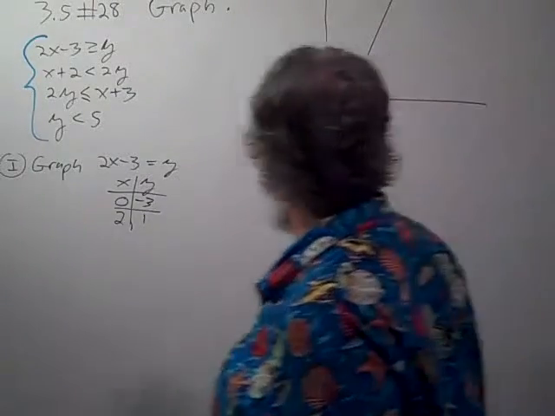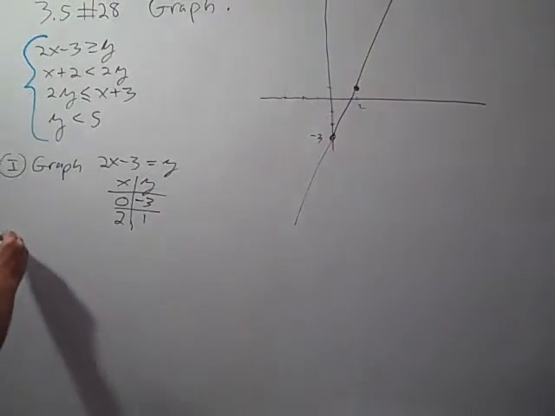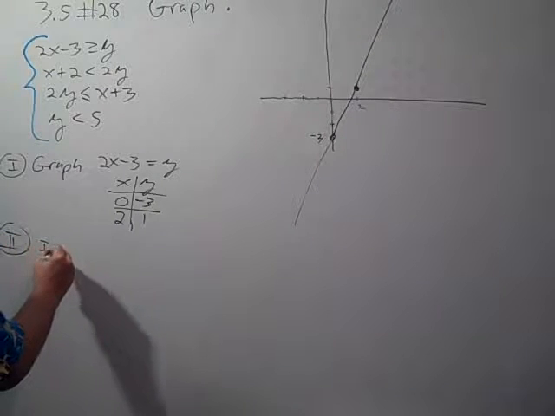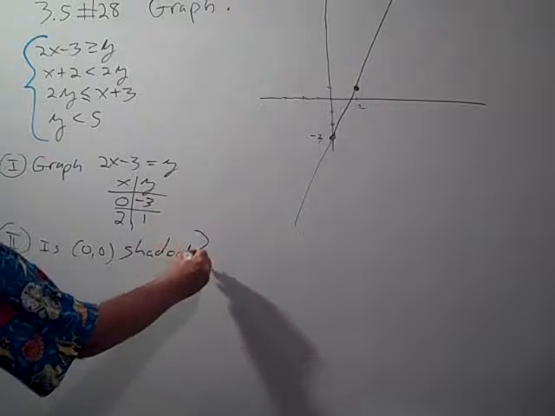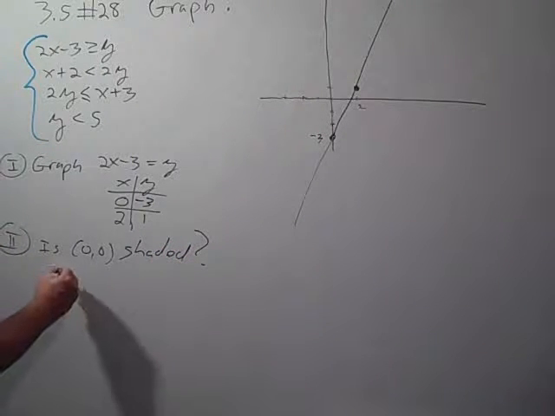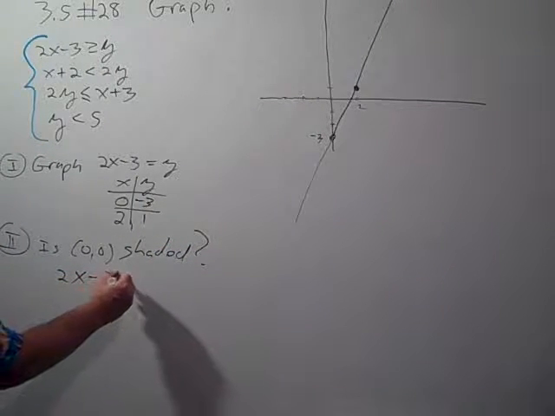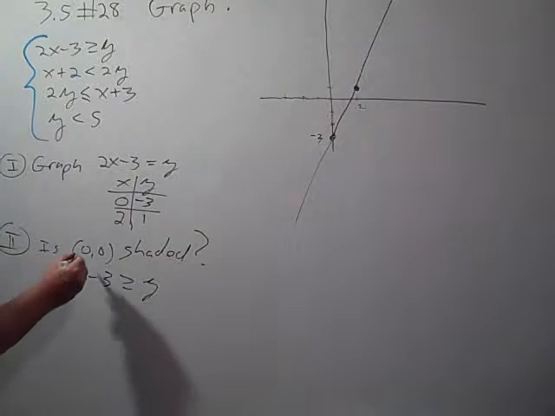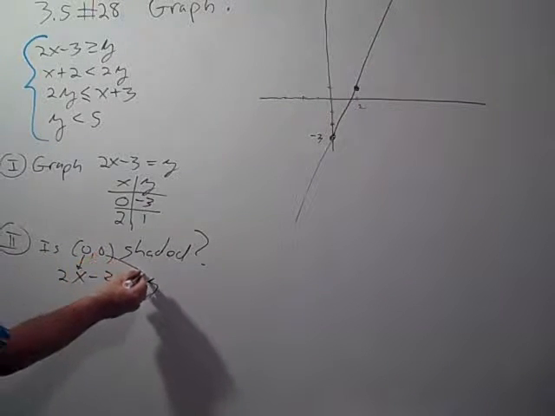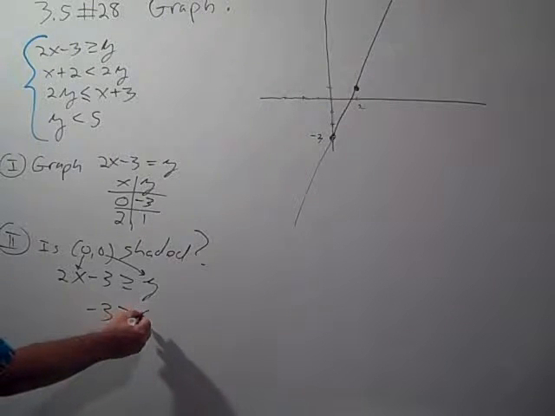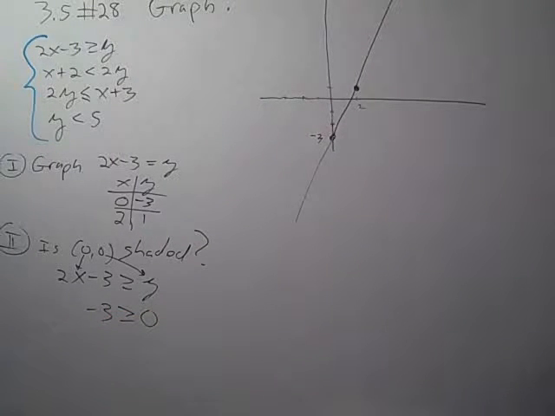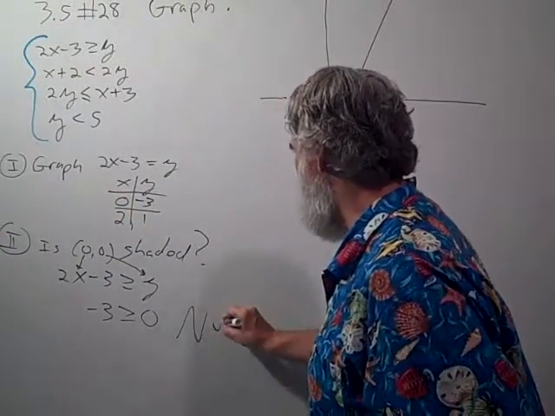We have to decide which side of that line we need to shade. So for part 2, we can ask, is the origin shaded? We answer that by taking the inequality, 2x minus 3 bigger than or equal to y, and seeing if it's true when we plug in x equals 0 and y equals 0. So negative 3 is bigger than or equal to 0 is false. So the answer is no.